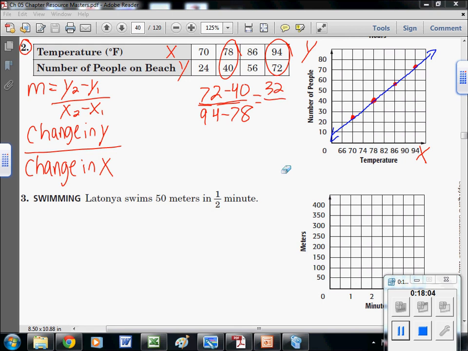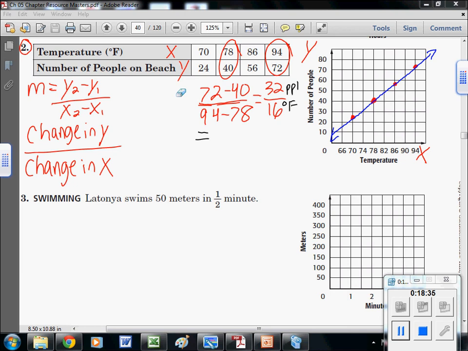72 minus 40 is 32. 94 minus 78, I believe, is 16. So now simplify that fraction if possible, but before you do, let's write our units of measure. Our change in y was the number of people, so I'm going to put 32 people. And the 16 was degrees Fahrenheit. So that's what happened: 32 people increased after a 16-degree increase in temperature.